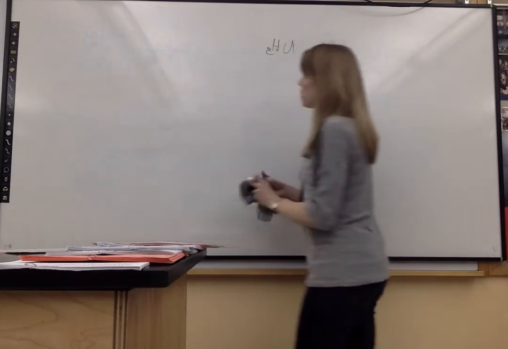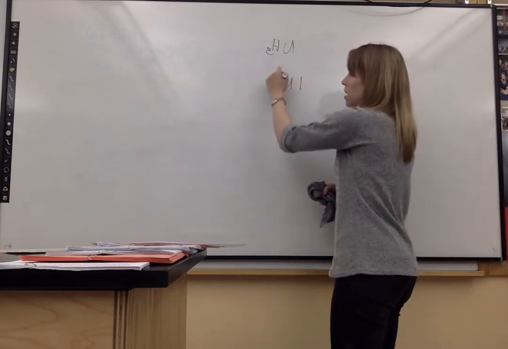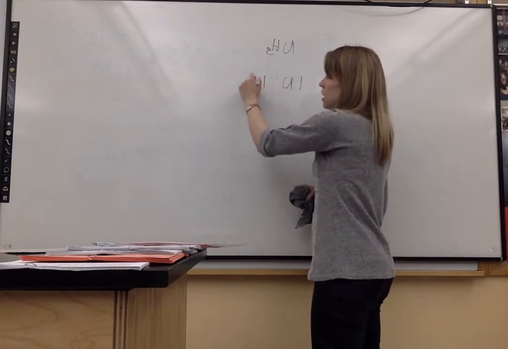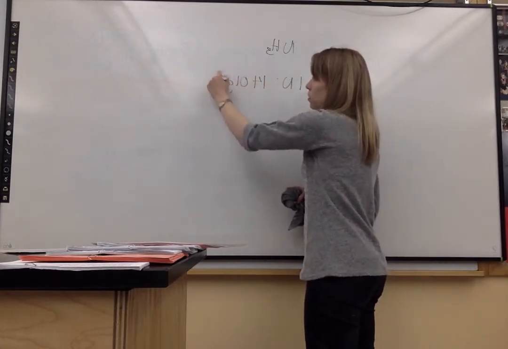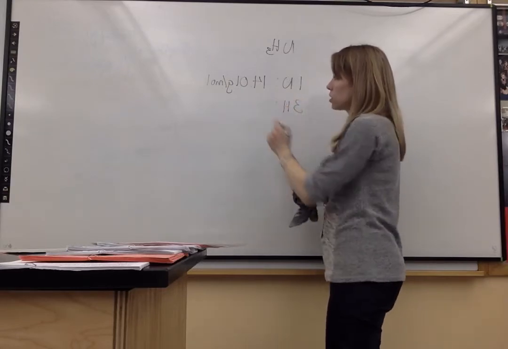So let's look at how to do this. Ammonia is NH3, right? It has 1 nitrogen atom. If you look on your periodic table, you'll see that the molar mass is 14.01 grams per mole, okay? And you're going to have 3 hydrogen atoms, right?